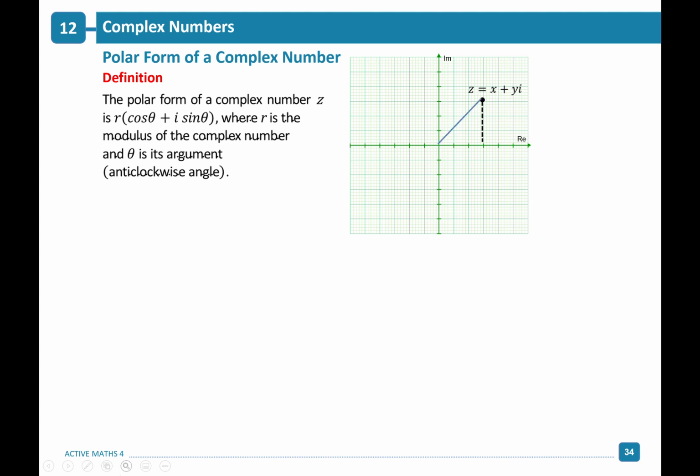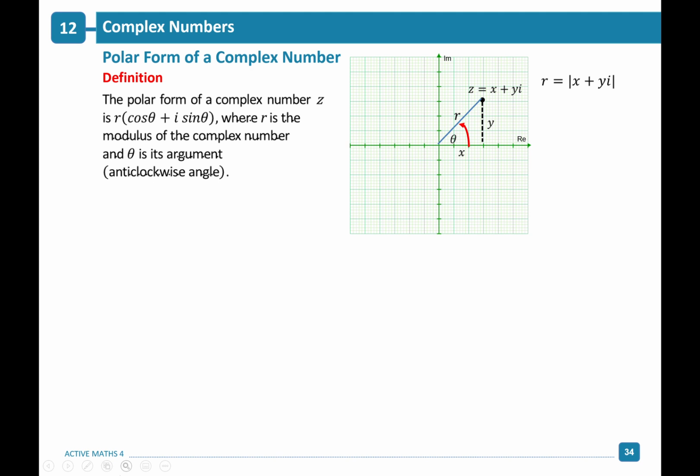Let's say we have this complex number, x plus yi, and we want to write it in polar form. To do this, we must find r the modulus and theta the argument. Let's label our right angle triangle first to find these values. We can see from this right angle triangle that theta is the angle from the positive x-axis to our complex number, and r is the modulus.